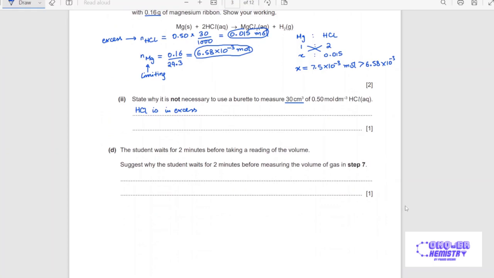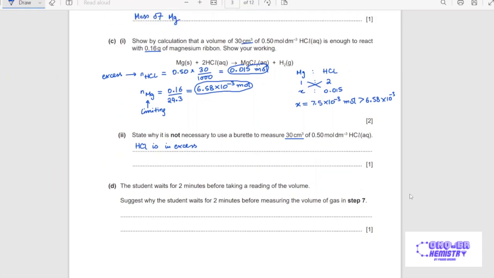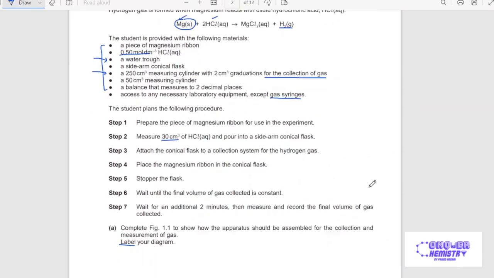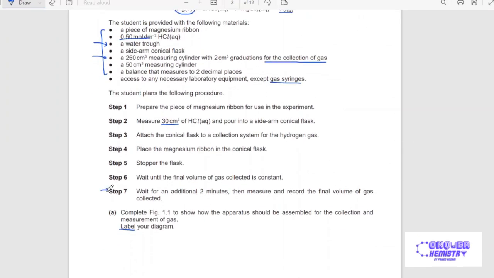Right. Now it says the student waits for 2 minutes before taking a reading of the volume. So just why the student waits for 2 minutes. This is happening in step 7. So let's go back up. It says step 7, wait for an additional 2 minutes. This is until the final volume of gas collected is constant, right? So we've already waited enough time to make sure that the volume of gas is constant, no more is being produced, and then we still wait for 2 more minutes.